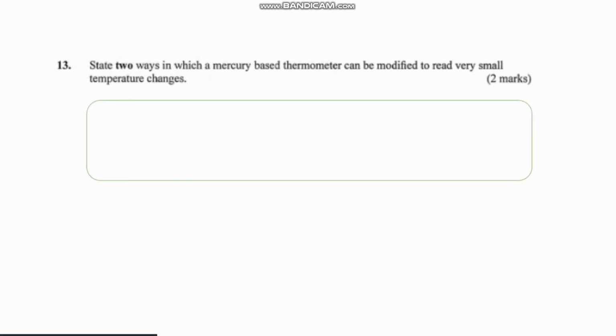Question 13 reads, state 2 ways in which a mercury-based thermometer can be modified to read very small temperatures. We have a mercury thermometer. How can it be modified to read very small temperature changes?